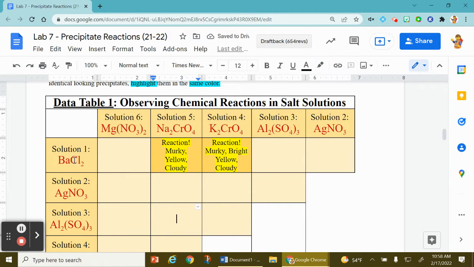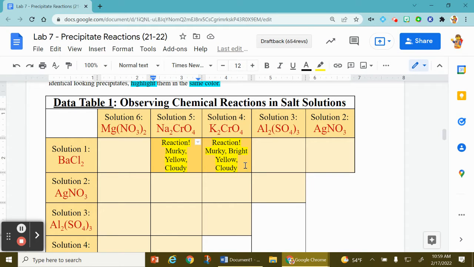In this case, when I combined barium chloride with sodium chromate, I produced a murky yellow cloudy gunk. And when I combined barium chloride with potassium chromate, I also produced a yellow murky gunk. So what I know is that probably the similar color produced in these two reactions is the result of some similar precipitate being formed.